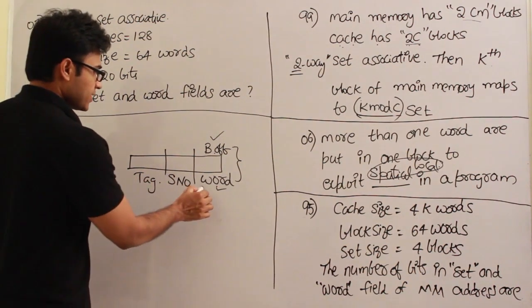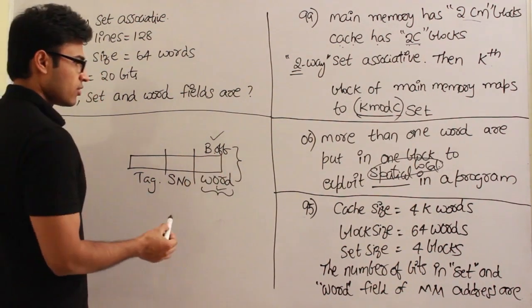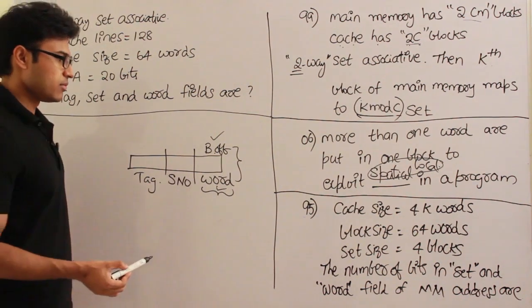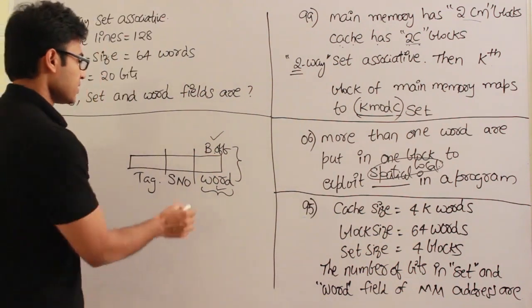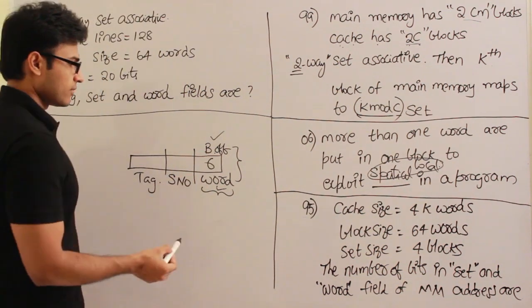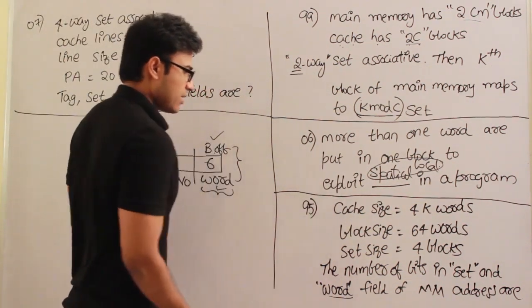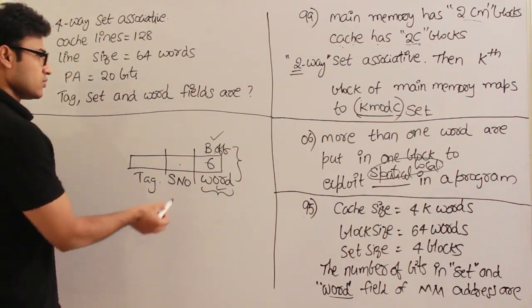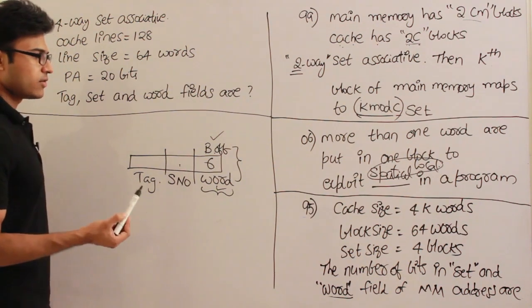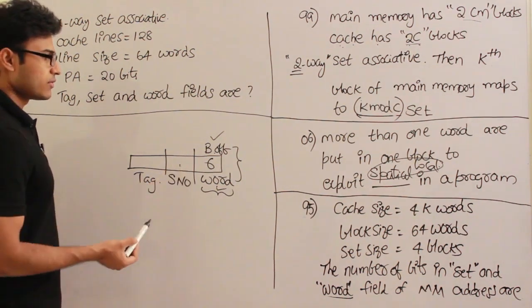Now what does this word number depend on? This word number depends on the size of the block. Now what is the size of the block? Block size is 64 words, therefore this one is 6. That is the first question. And the next question is, they are asking about the set field. So in order to find out the set number, we have to find out the number of sets. How can I find out the number of sets here?